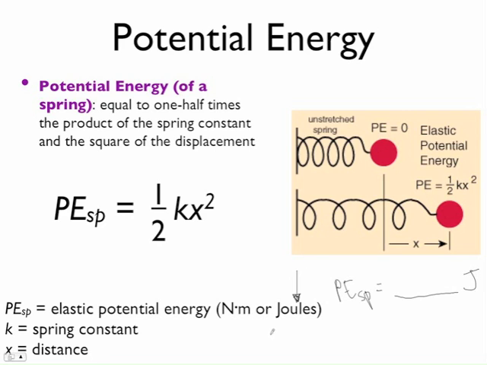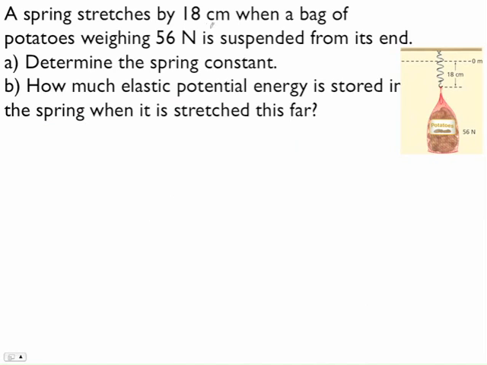Okay, so our first example problem, we have a spring that is stretched by 18 centimeters. This is a distance, so that's going to be our x. When a bag of potatoes weighing 56 newtons, newtons is our symbol for force, so this is our force, is suspended from the end of the spring, we want to determine the spring constant. And the spring constant is k.